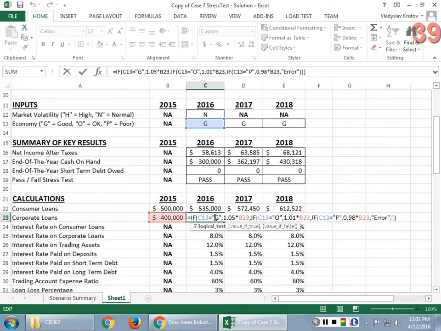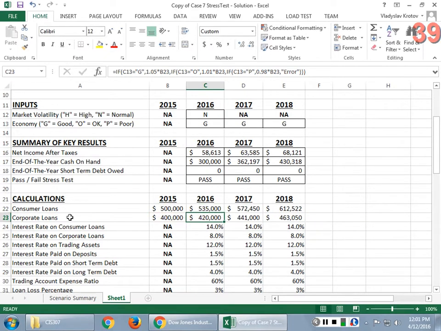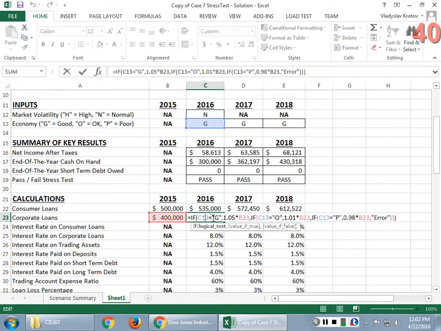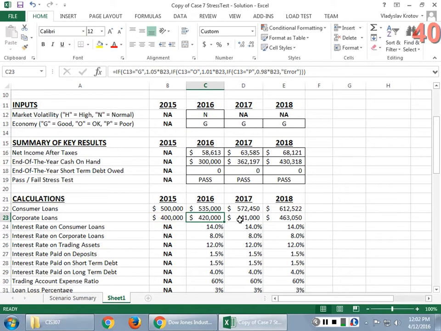Now, corporate loans. The difference here is that we're talking about corporate customers, right? So lending money to businesses. It's the same kind of nested if structure, but the numbers are different. If the economy is good, it grows by 5%. If the economy is okay, it grows by 1%. If the economy is poor, it goes down by 2%. Okay?